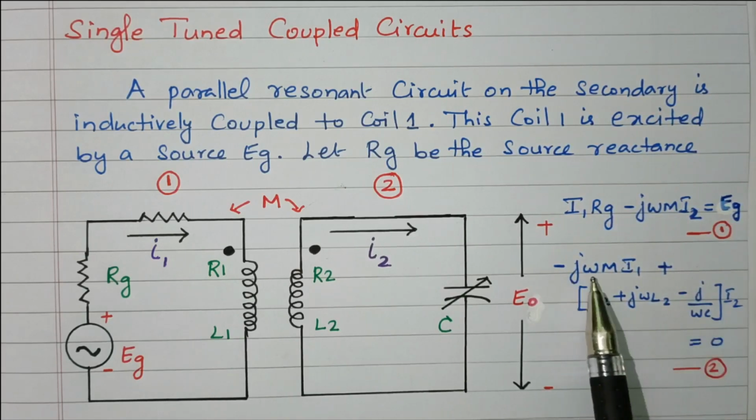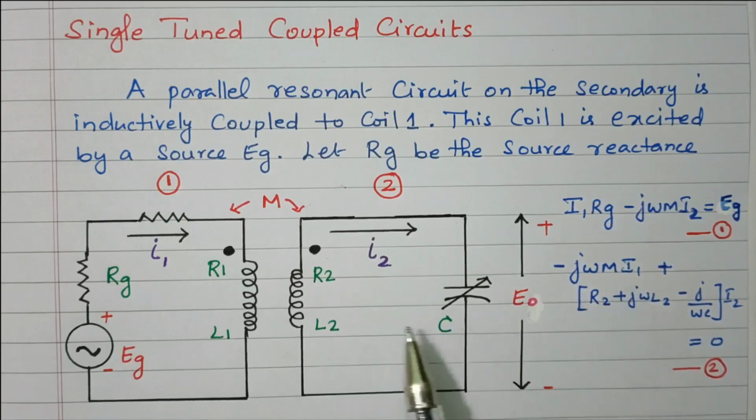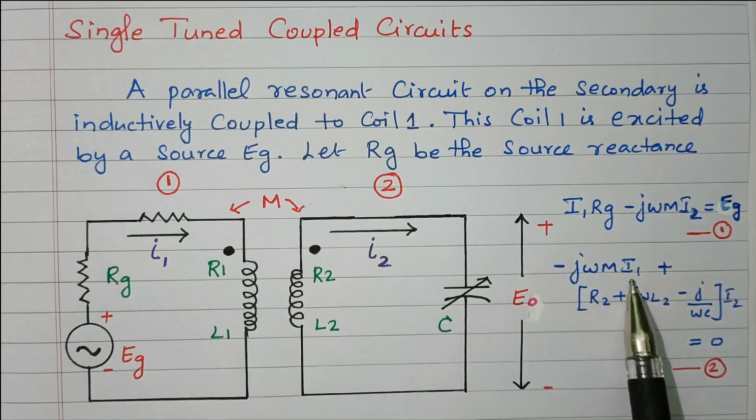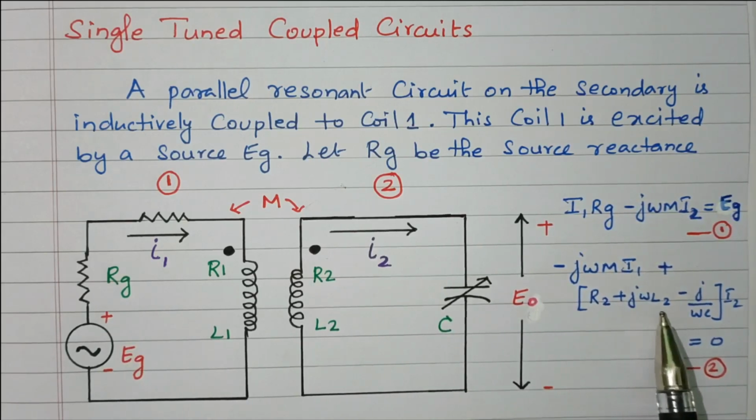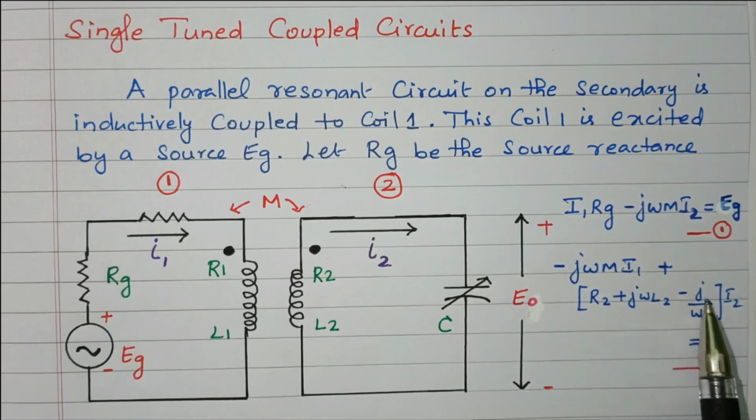For the second circuit, minus j omega M I1, which is the mutual inductance due to the first coil, plus R2 plus j omega L2 minus j by omega C, into I2, equal to 0. Right. So this is equation 2.